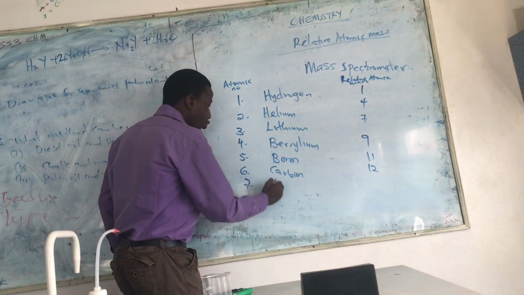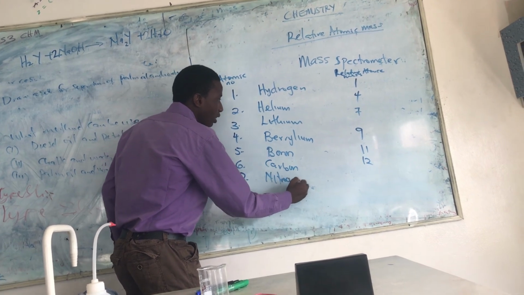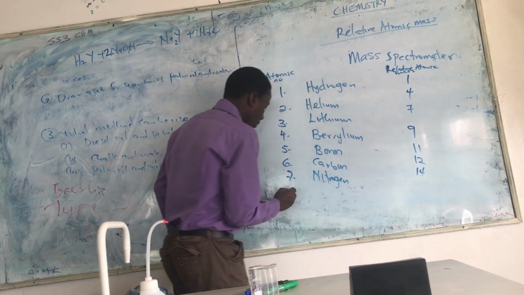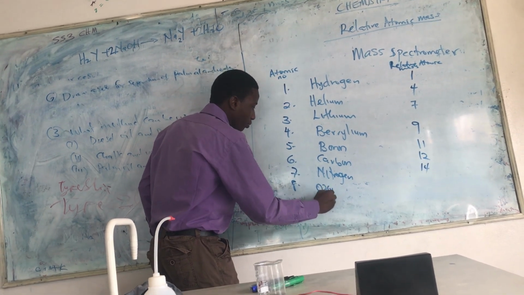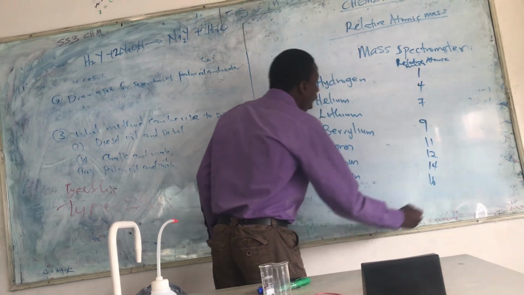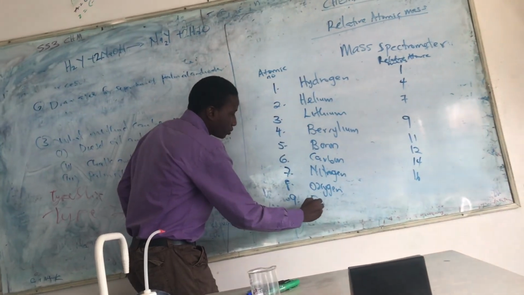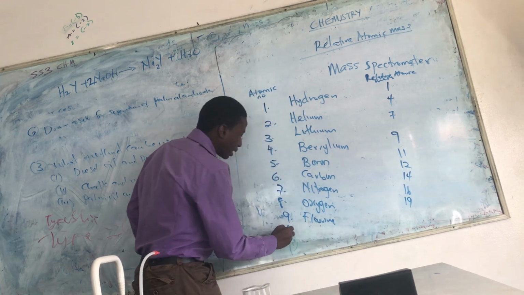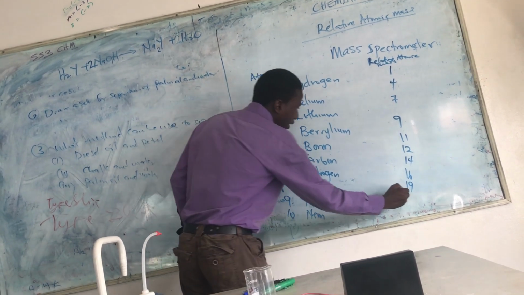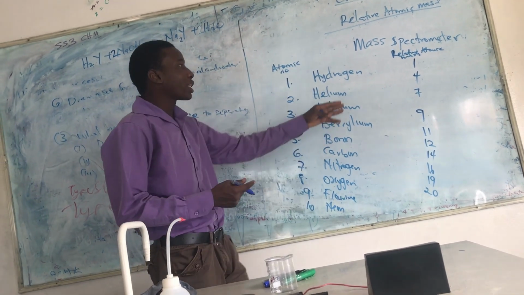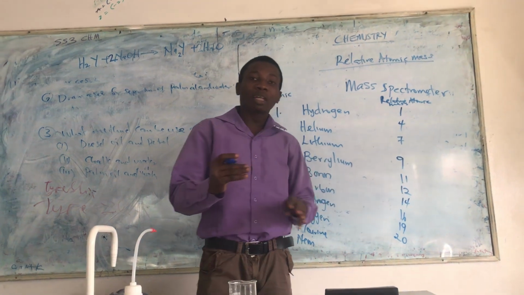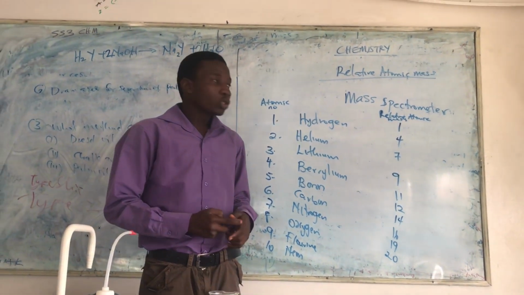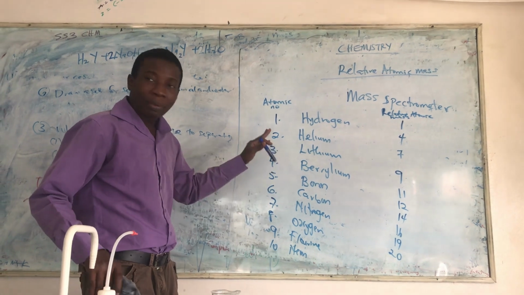The next one is nitrogen. The relative atomic mass of nitrogen is 14. Number 8, oxygen, is 16. Number 9, fluorine, is 19. And number 10, neon, is 20. So you can see that you cannot follow times 2 for all of them. There are some that follow times 2, and there are some that are not times 2. So that is the relative atomic mass. So let's move from number 11 to number 20.